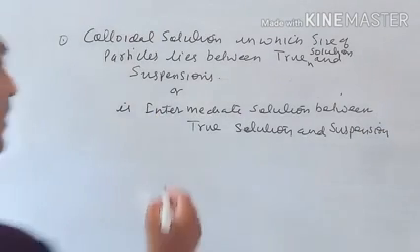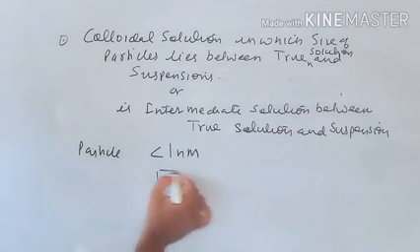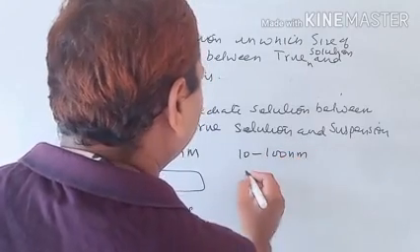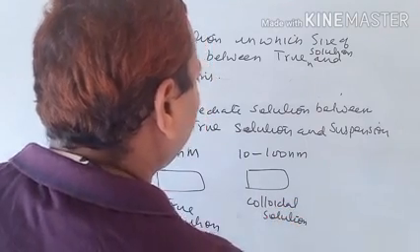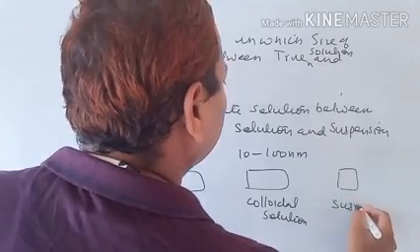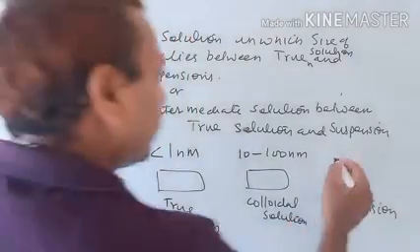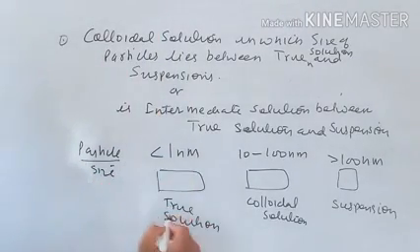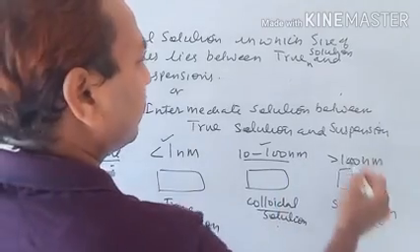Now children, you see particle size: a particle size smaller than 1 nanometer is a true solution. If the particle size is 10 to 100 nanometer, this is the range, so this is our colloidal solution. The next one is suspension, whose range is larger than this, in nanometers. So this is the particle size. True solution particle size is this, colloidal solution particle size is this, and suspension particle size is this.